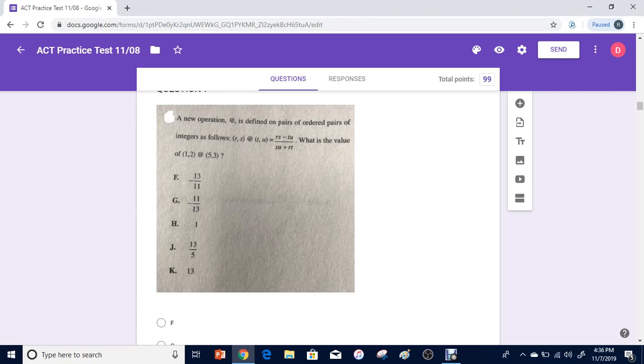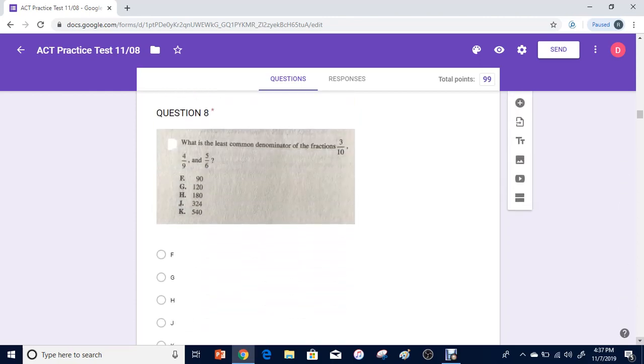All right, this is where you're going to plug in 1 and 2, 5 and 3, because that's what matches up here. The 5 and 3 with TU, the @ symbol, and the RS. And so just plug your values in, and you'll see what it equals.